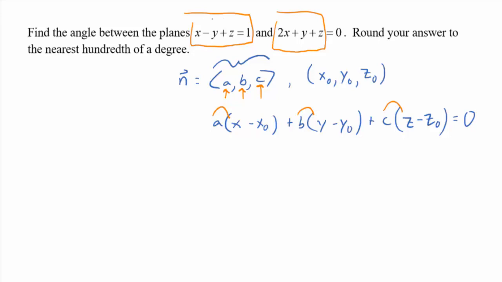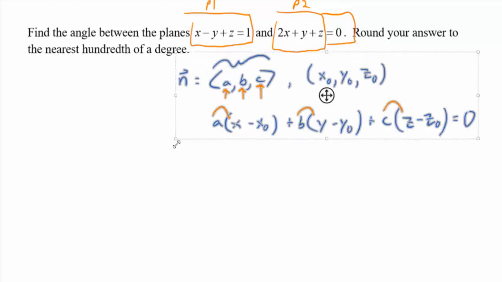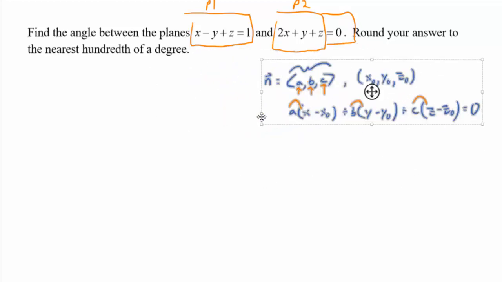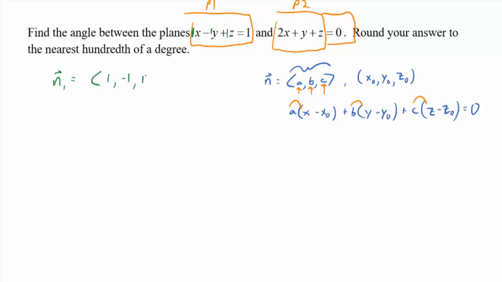So let's call this plane 1, P1, and this one, including the equals 0, plane 2. What would be the normal vector for plane 1? Just looking at it, you just took the coefficients of x, y, and z: 1, negative 1, 1. I'll call that n1. It's really a normal vector, because any scalar multiple is also normal. Does that make sense?